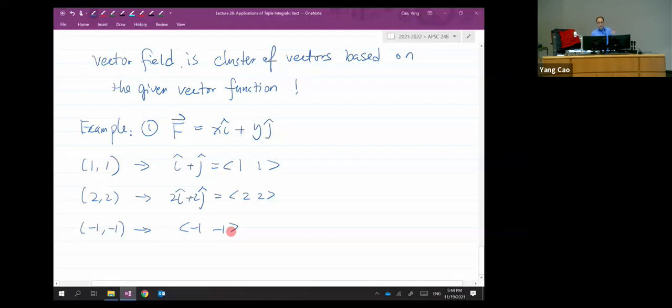So whenever you're plugging a pair of coordinates into the vector function, you end up with a vector. So now what we're going to do is sketch all of these vectors in the XY plane. So here's how you sketch. You have a 1, 1. So you go to the 1, 1 location. Okay, so this is 1, this is 1.